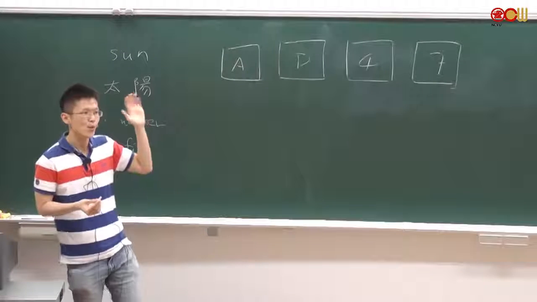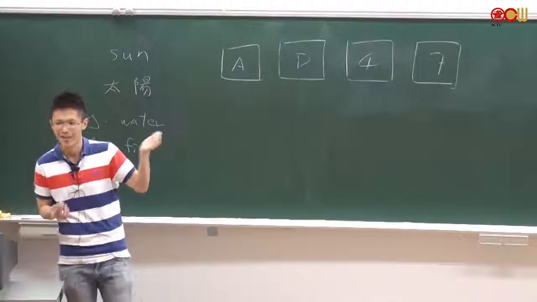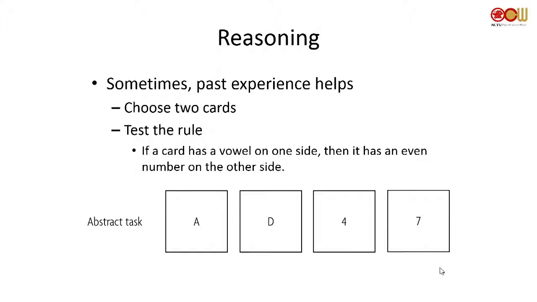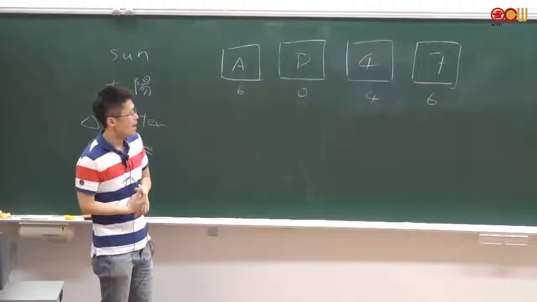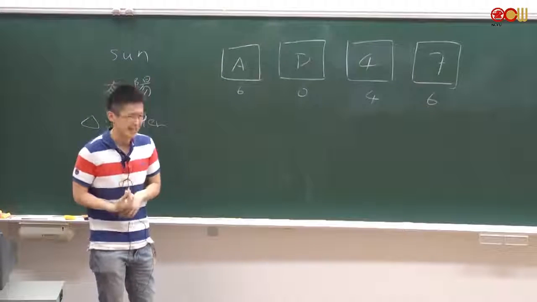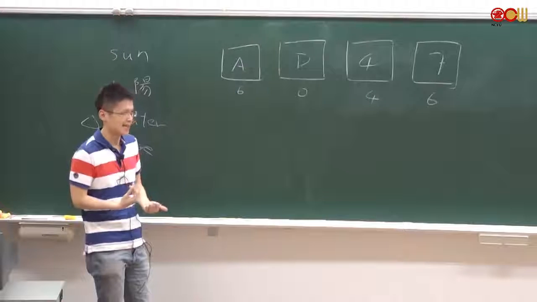Does anyone have any question about what we are doing now? On every card, there's a letter on one side and a digit on the other side. The rule is, if there is a vowel on one side, then it has to be an even number on the other side. You can only check 2 of the 4. Which 2 would you check? If you think you have to check the card of A, raise your hands. It doesn't seem to be very easy, so some people still have to think.